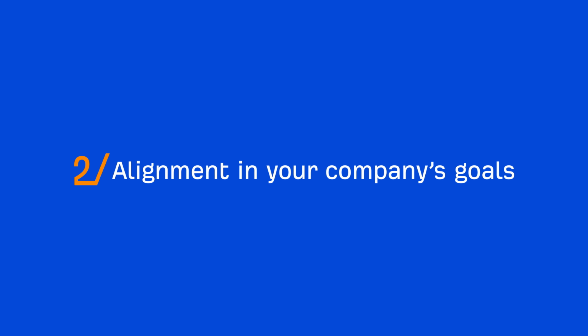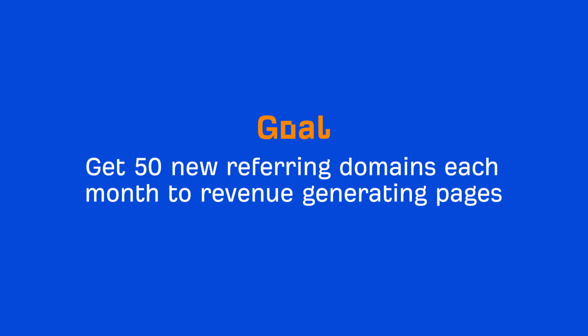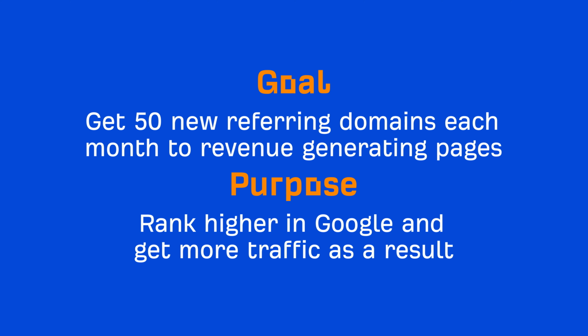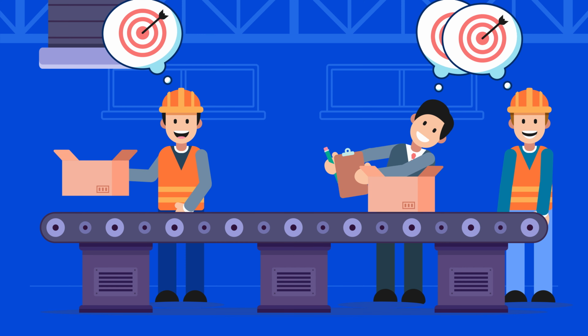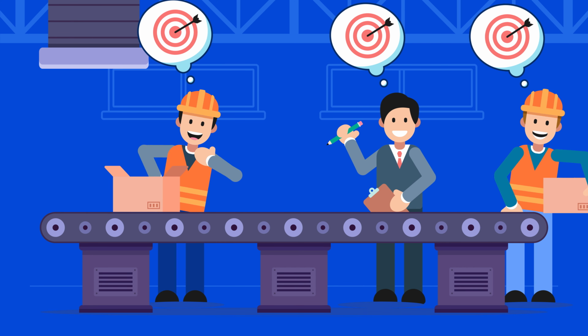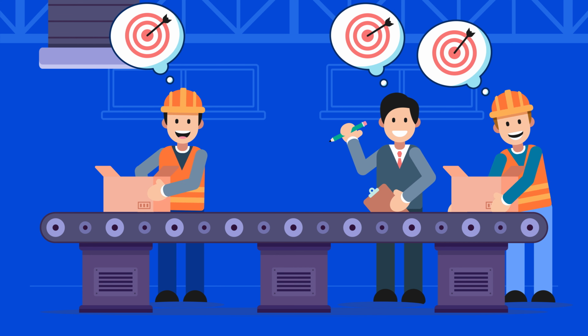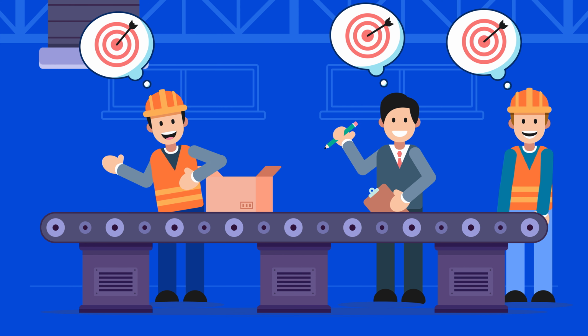The second is alignment in your company's goals. It might sound cheesy to some, but I think it's important to set specific goals for your link building team. For example, you may have a goal to get 50 new referring domains each month to revenue generating pages. And the purpose of these links is to rank higher in Google and get more traffic as a result. Now, when each member knows and understands this goal, it makes their work more meaningful because they know what they're working towards and what it'll take to get there.